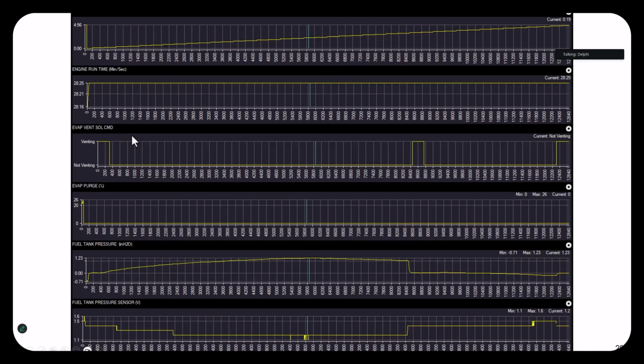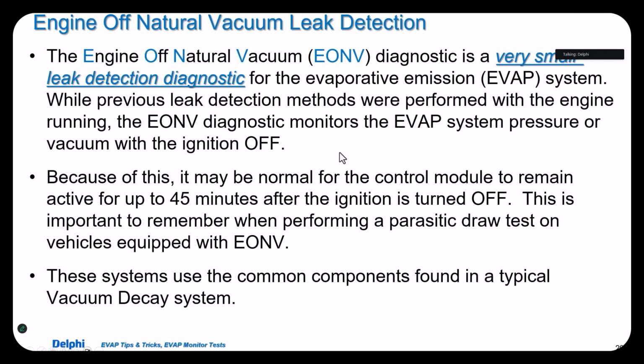This is how a key-off system works. Key-off systems have been around since 2003, heavily since 2005. The problem was when small leaks were not being checked effectively with the car running. Too many variables. So what they said is, let's use the principles of gasoline in a sealed container, or liquid in a sealed container, affected by temperature. So that's what EONV is. It's the same as your standard vacuum decay, but it tests when the engine shuts off.